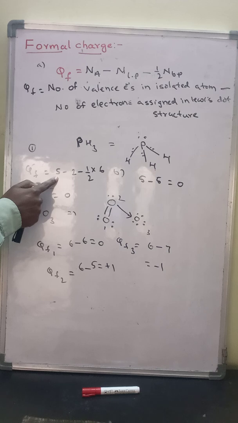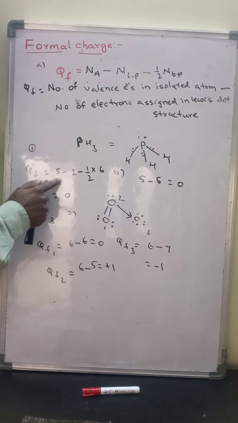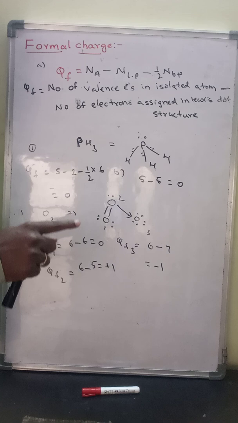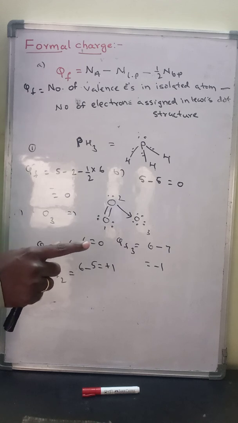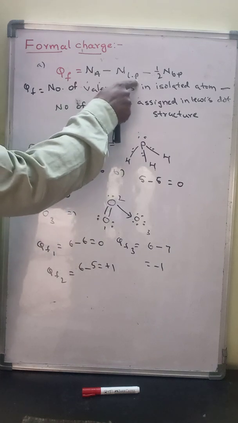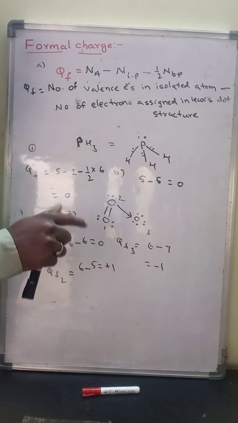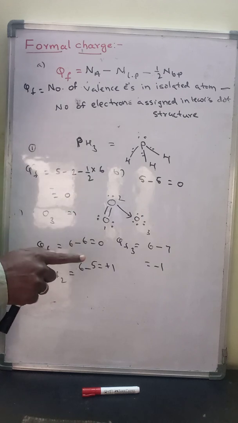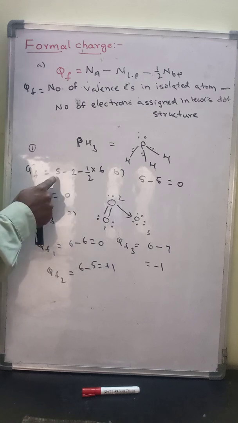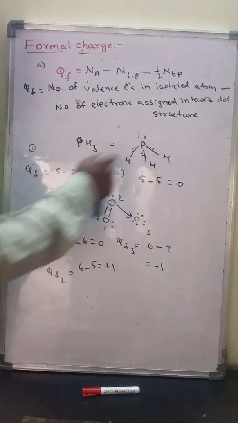As phosphorus belongs to group 5A, it has 5 valence electrons. So 5 minus, and here the number of lone pair of electrons is 2. Many students will take it as 1. But in the formula, NLP indicates the number of lone pair of electrons. That means if one lone pair is there, the number of electrons is 2. 5 minus 2 minus half into 3 bond pairs.